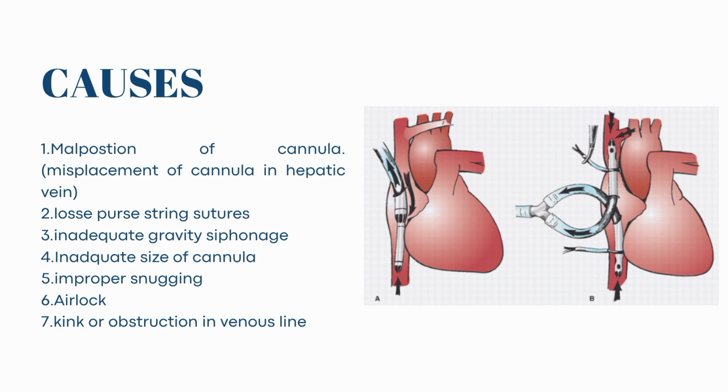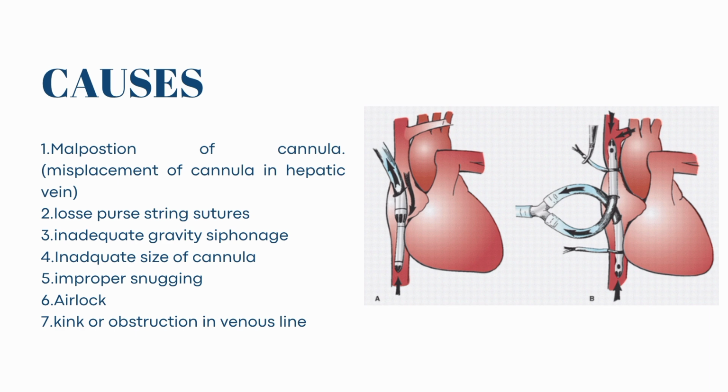In case we give too much pressure to put the cannula inside, the cannula will go deeper into the veins. It will cause rupture in the vessels. The next cause is loose purse string sutures. Mostly the cannulation will be a single incision, so the sutures should be properly done.